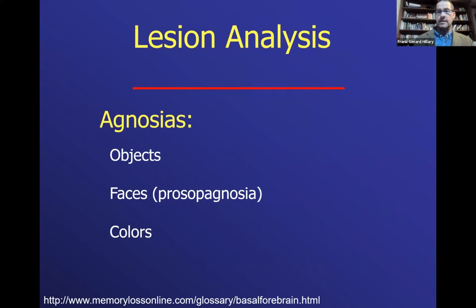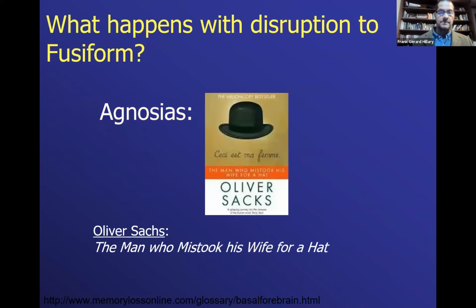Also colors. We may have agnosia for color that is not at the level of the peripheral system or color blindness. You may lose the ability to recognize colors.